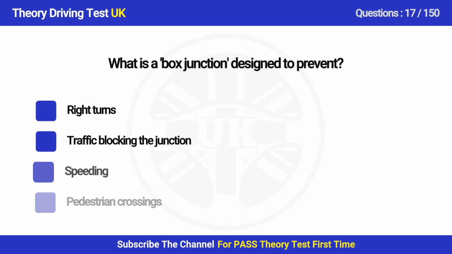Question 17. What is a box junction designed to prevent? A. Right turns. B. Traffic blocking the junction. C. Speeding. D. Pedestrian crossings.